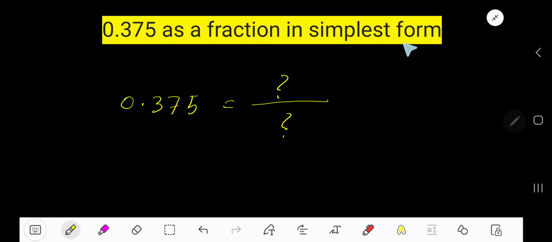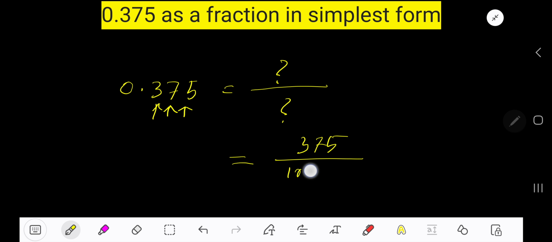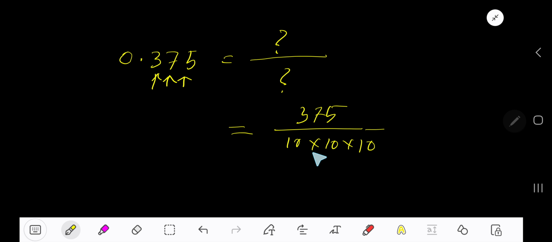0.375 as a fraction in simplest form. So we need a numerator and a denominator. For the numerator, just keep this decimal, write the number you are getting, and for the denominator, for every digit after the decimal you have to write 10. We have 3 digits, so write 10³. Of course, you have to place a multiplication sign between them, that is 10 × 10 × 10.